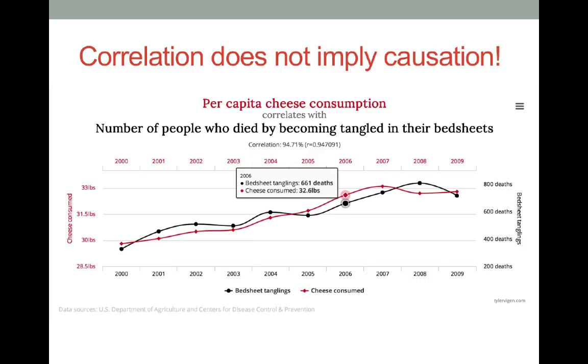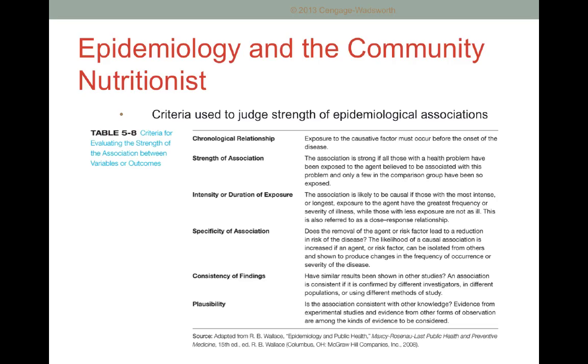And there are different things that we can use to measure the strength of statistical relationships, including a chronological relationship, the strength of the association, the intensity or duration of exposure, the specificity of the association, the consistency of findings, and plausibility. So chronologically, an exposure has to come before a disease. That seems fairly obvious. There has to be a strong relationship between the exposure and the disease. So intense exposure should lead to a severe disease.